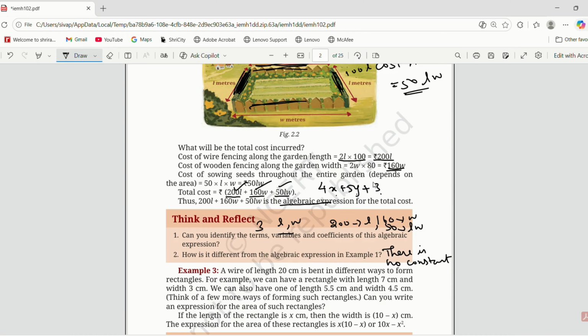And the case 2 is, here the two variables are getting multiplied in the third term, but there is no such thing. So they are asking about only one difference. So you can simply say that there is no constant term here when we are comparing with the algebraic expression in example 1.